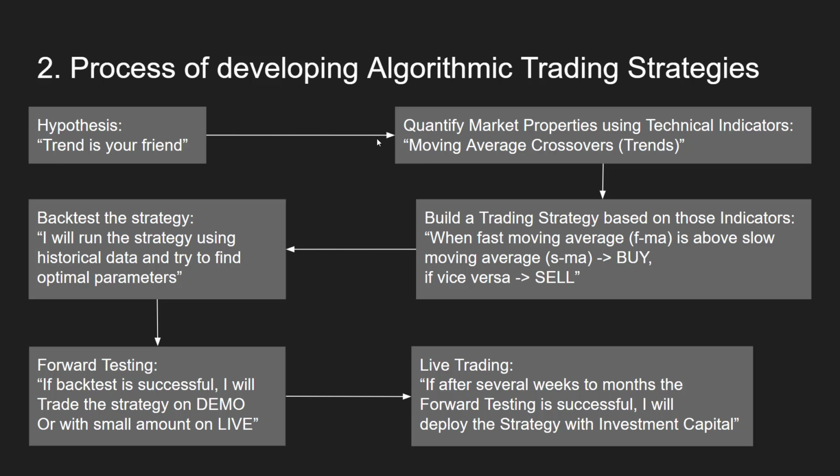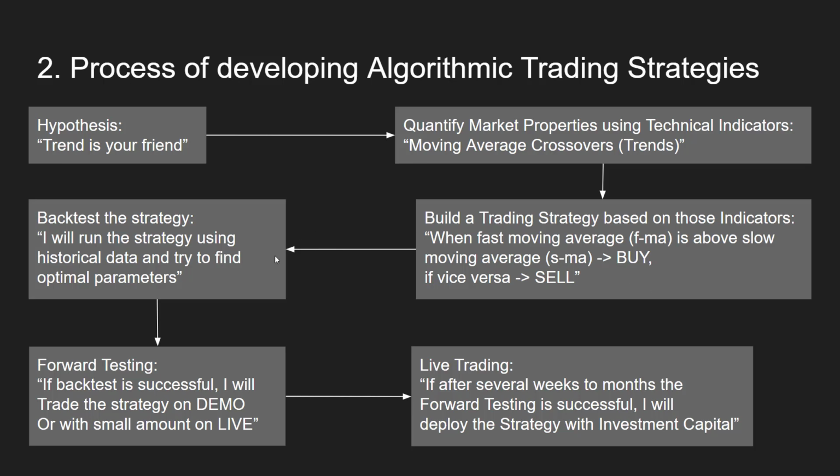So using this technical indicator, we can now quantify this market property, and then in step number 3, we can write some set of rules, right? Something like: when fast moving average is above slow moving average, we should buy, and if it is the other way around, then we should sell. So from analyzing the market and quantifying its market property, we are now creating a trading logic, right?